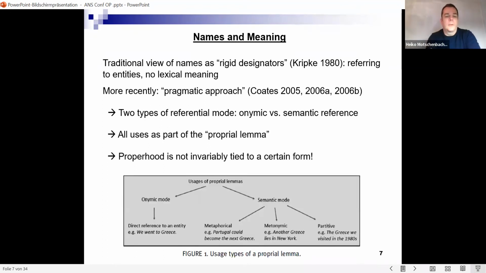So you can see this here, that when we have a sentence like "we went to Greece," Greece is clearly used as a proper name. But in other contexts, Greece may be used in different ways, where it has metaphorical, metonymic, or partitive meanings, and then we are in the semantic referential mode.